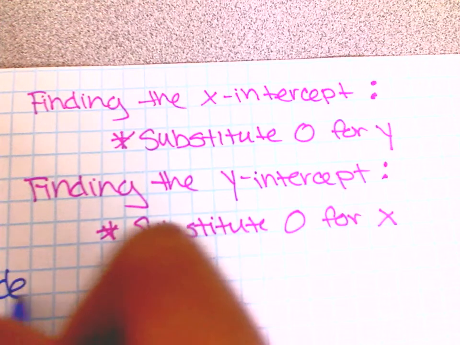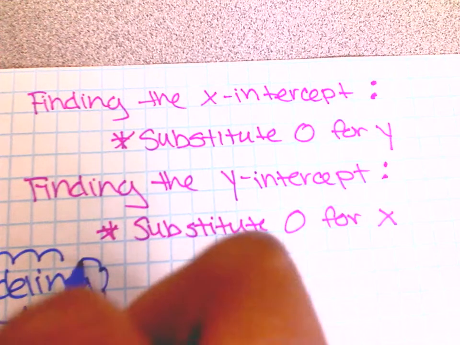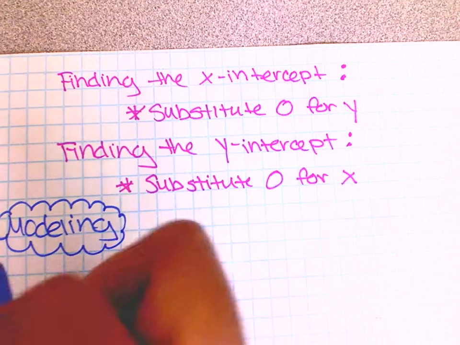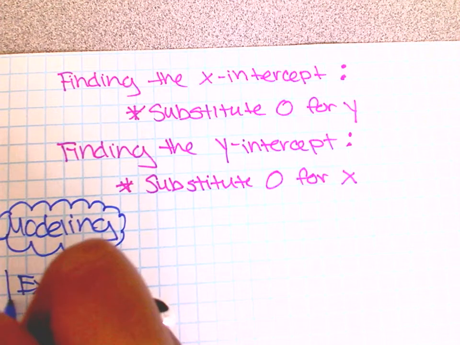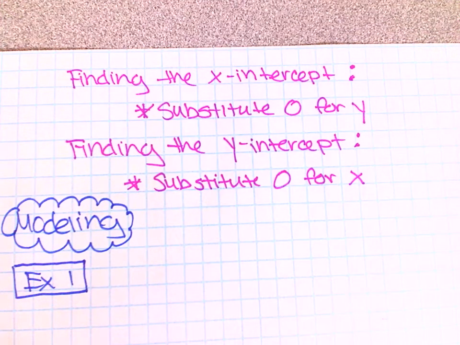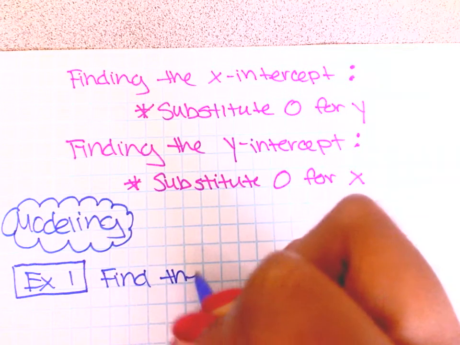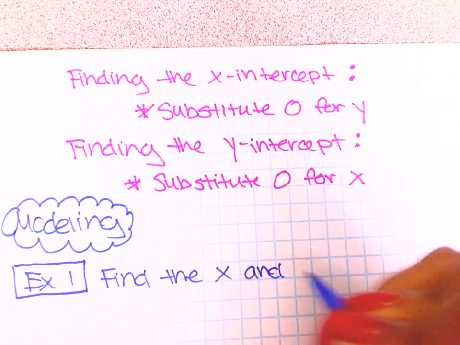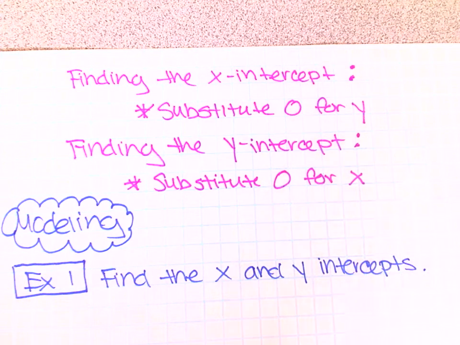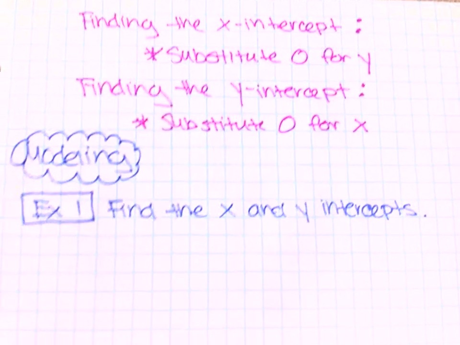So let me show you how to do some of these problems with some modeling. Okay, example. Put example number 1 on your paper. Find the x and y intercepts are the directions, and those are the directions you're going to see on your homework. Find the x and y intercepts. Thank you for writing that down.